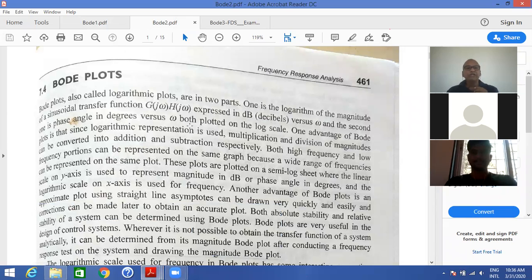First, today we'll see only the basic frequency function factors of the Bode plot, and then how to draw the magnitude Bode plot and then phase Bode plot for the frequency function factors. Okay.